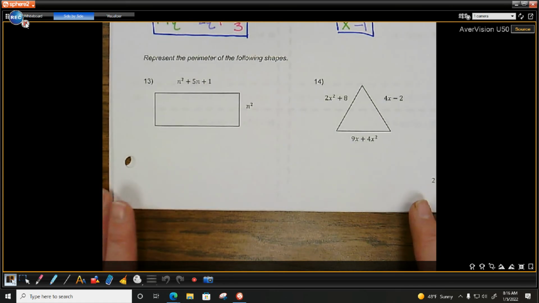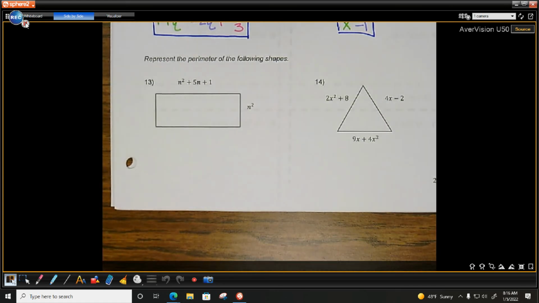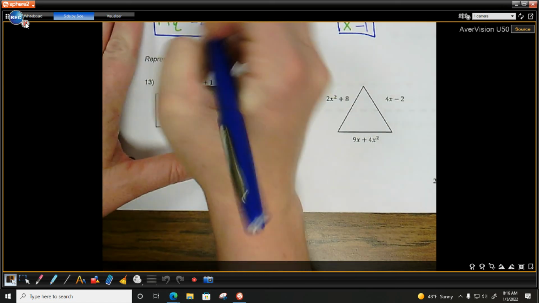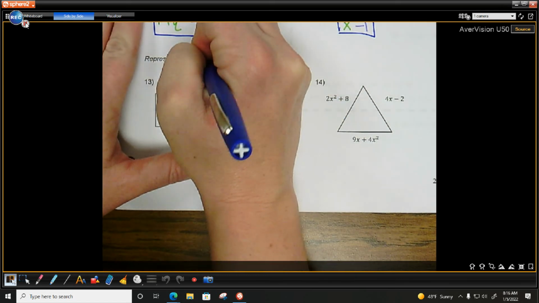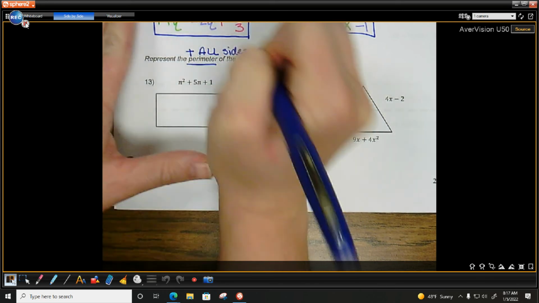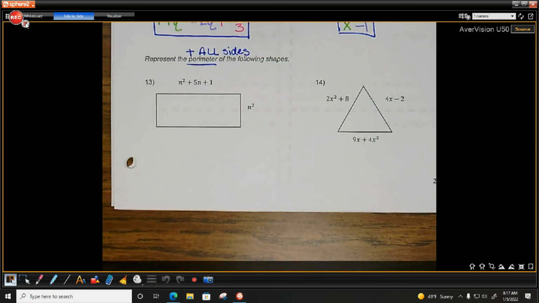Okay, represent the perimeter. So we need to know some vocabulary in order to do these. What does perimeter mean? Add all sides. So if all the sides aren't labeled, can you find the perimeter? You can, but first you have to do what to all the sides? You have to label all the sides. Biggest thing we make mistakes of.